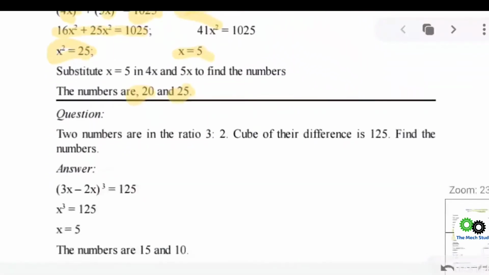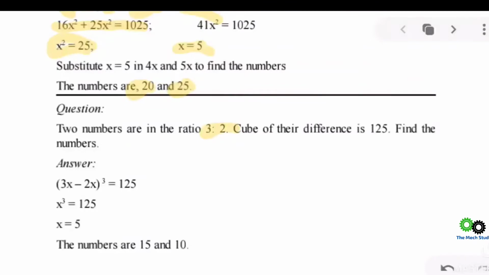Going ahead with the next question: two numbers are in the ratio of 3:2 and the cube of their difference is 125. You need to take the cube and you will end up with 125. Find those numbers. So how do you do that? Consider the two numbers as 3x for the first number and 2x for the second number. As per the question, the cube of their difference, 3x minus 2x, is 125, and then you will find x equal to 5. The numbers are 3x and 2x, so with x equal to 5 the numbers are 15 and 10.